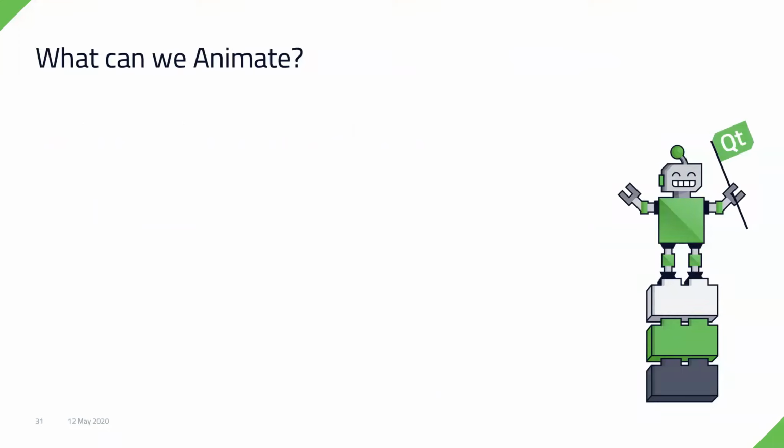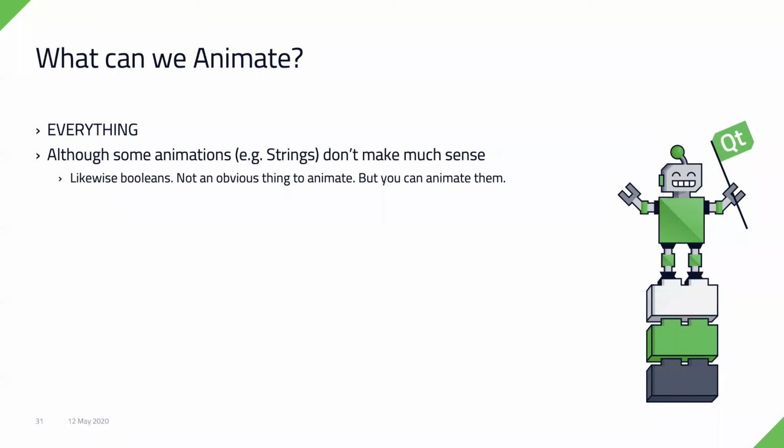Okay, so I think that ends the introduction to Qt Quick. Let's start looking at animations. So what can we animate in QML? We can animate everything. Broadly speaking, anything that's a property can be animated, although some animations don't make any sense. Something like a string you can still animate, likewise with Booleans.